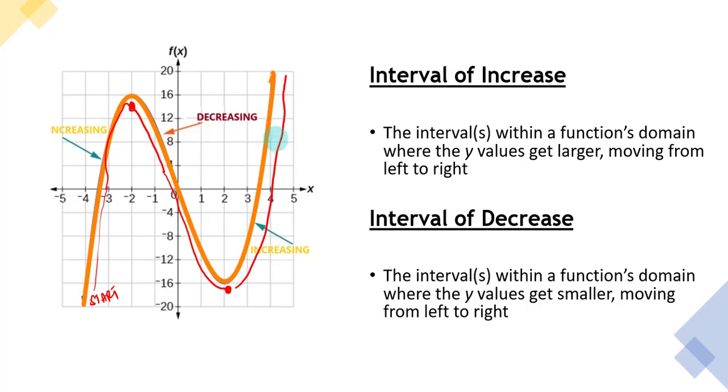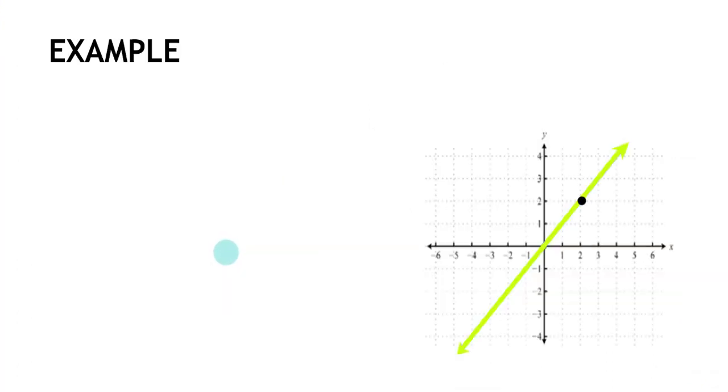So whenever you have to find the interval of increase or interval of decrease of a function, and you are given the graph of it, you just have to see what is happening to the value of y. You can easily identify the intervals in which the value of y is increasing and decreasing. So let's look at a couple of examples here, and I'll try to identify different characteristics.